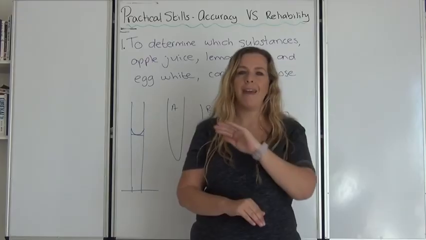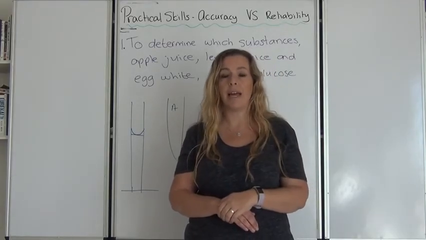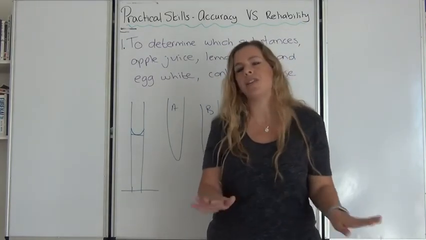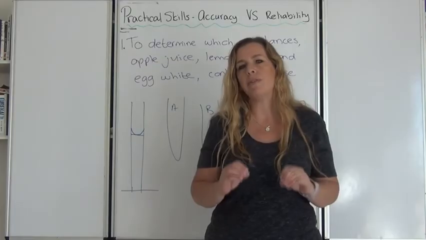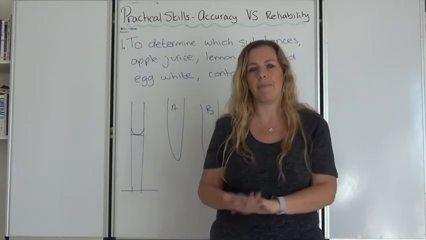Do not ever include another variable. Never say, okay, let's do orange juice and other juices, because that is changing the experiment completely. To make an experiment reliable, you do more of that same experiment.